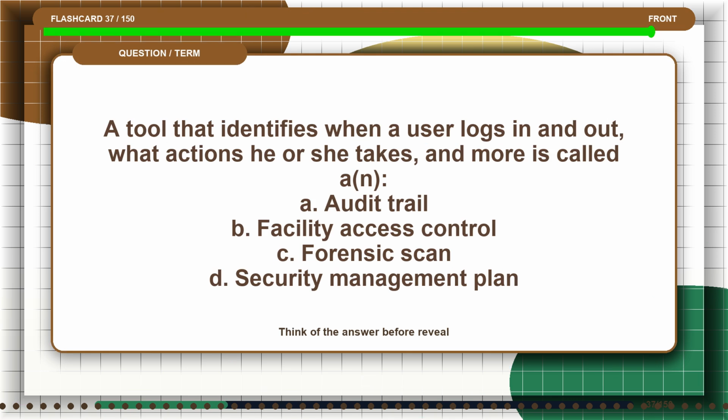Flashcard 37. A tool that identifies when a user logs in and out, what actions he or she takes, and more is called an A. Audit trail. B. Facility access control. C. Forensic scan. D. Security management plan. Think of the answer before the reveal.